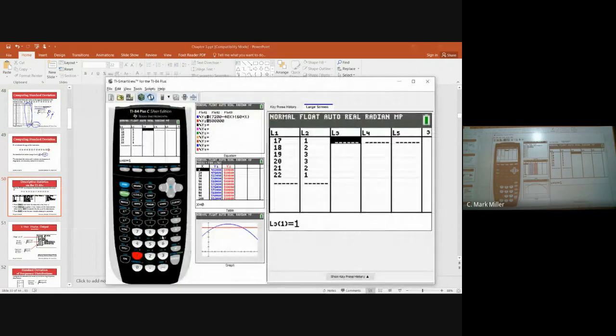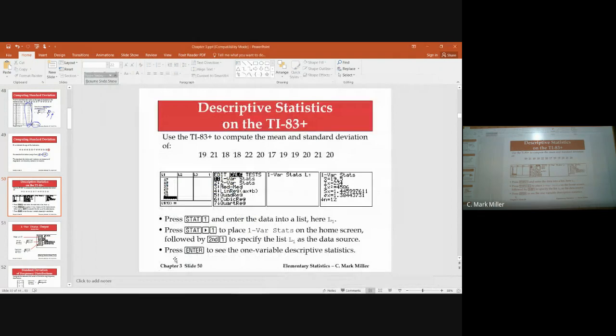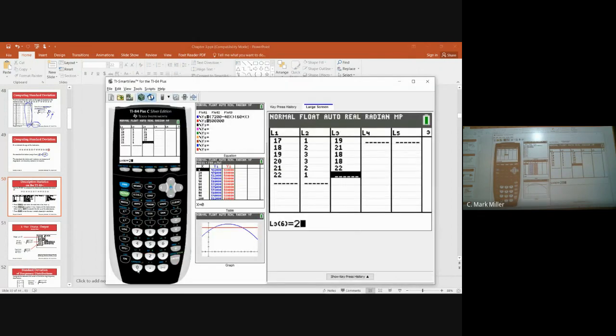19, enter. 21, enter. 18, 18, 22, 18, 18, 22. 20, 17, 19, 19. 20, 17, 19, 19. Last 20, 21, 20. 20, 21, 20. Okay. All right. So now I have the data in L3.